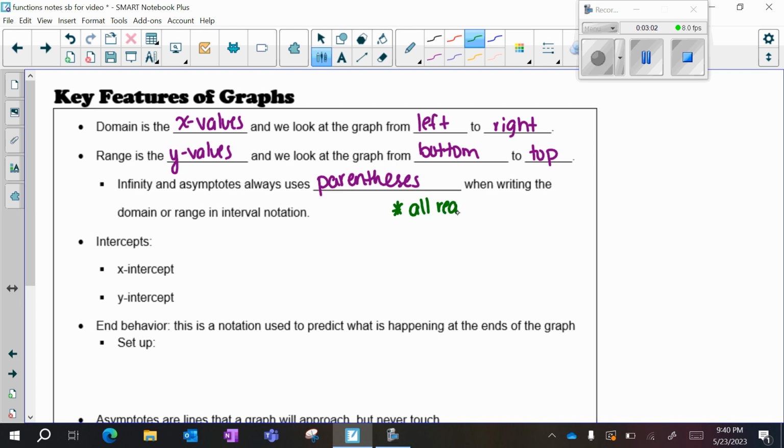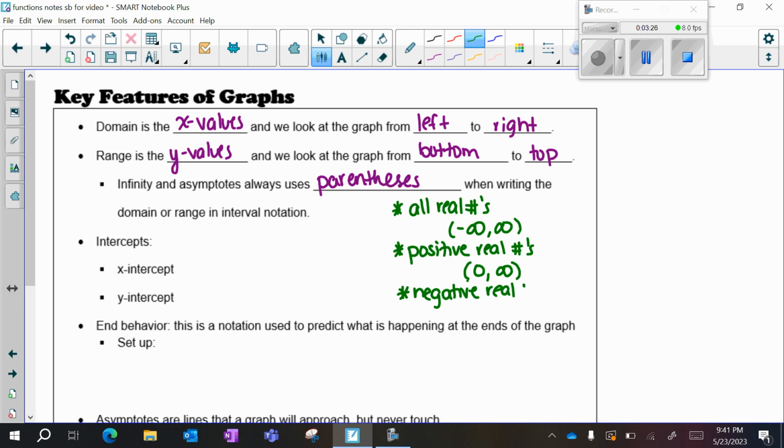All real numbers, sometimes they put in words. The symbols for that is negative infinity to positive infinity. Positive real numbers, they write in words sometimes, and that just means 0 to infinity. And then obviously negative real numbers, because sometimes they give us these multiple choice questions and they use symbols, and sometimes they give us these multiple choice questions and they use English words, descriptions.